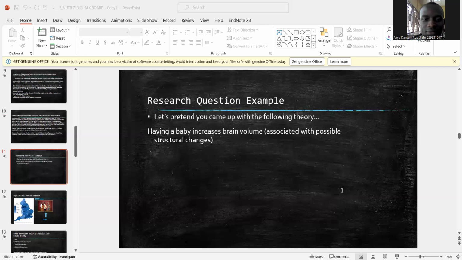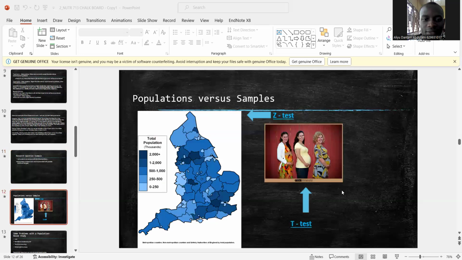Okay. Research question example. So let's pretend you came up with the following theory. Now we're going to venture into the t-test and ANOVA. So having a baby increases brain volume, associated with possible structural changes. So when a woman gets pregnant and has a baby, her brain volume increases. This is a hypothesis. It can be right or wrong. We'll see. We'll have to prove it later.